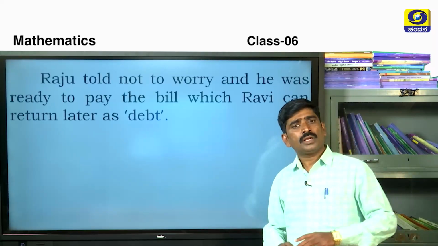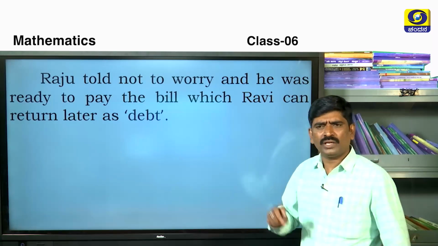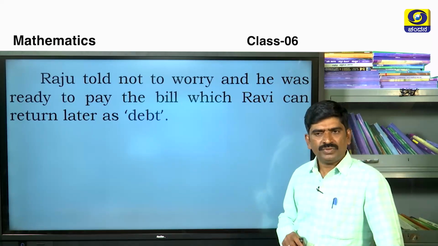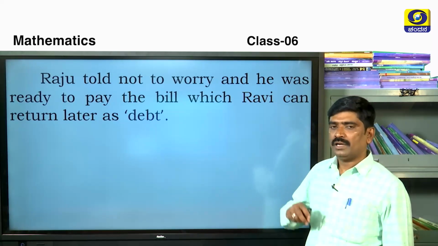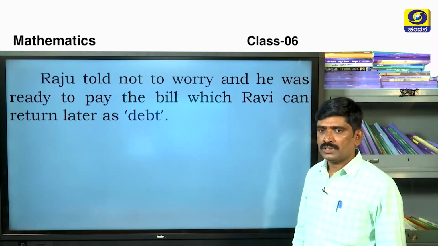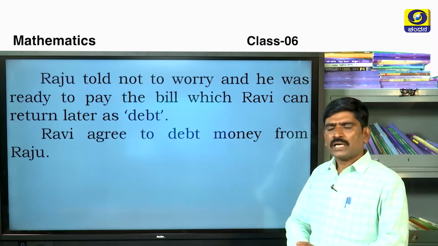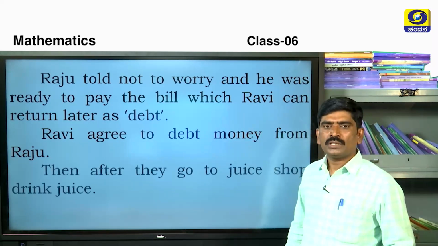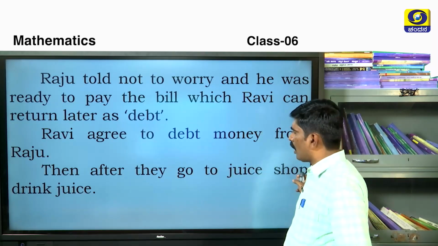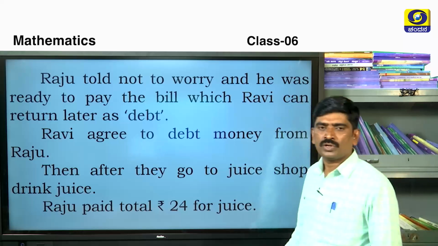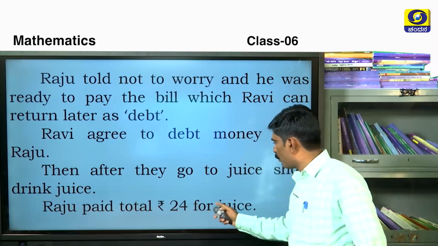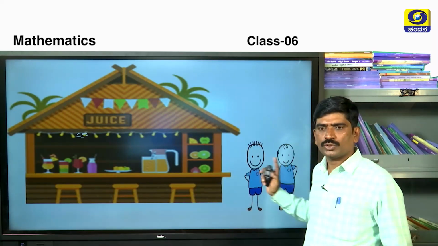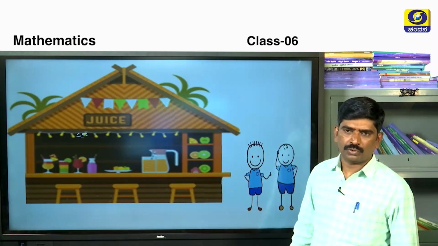Next, Raju told him not to worry, and he was ready to pay the bill, which Ravi can return later as debt. Debt means sala in Kannada. Ravi agreed to take the money as debt from Raju. Then they went to the juice shop and drank juice. Raju paid 24 rupees for juice. Raju gave the bill, 24 rupees.